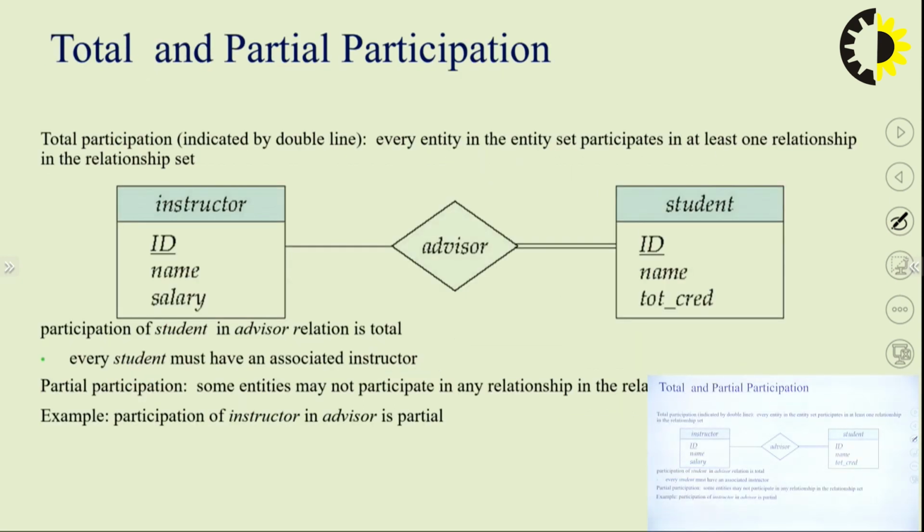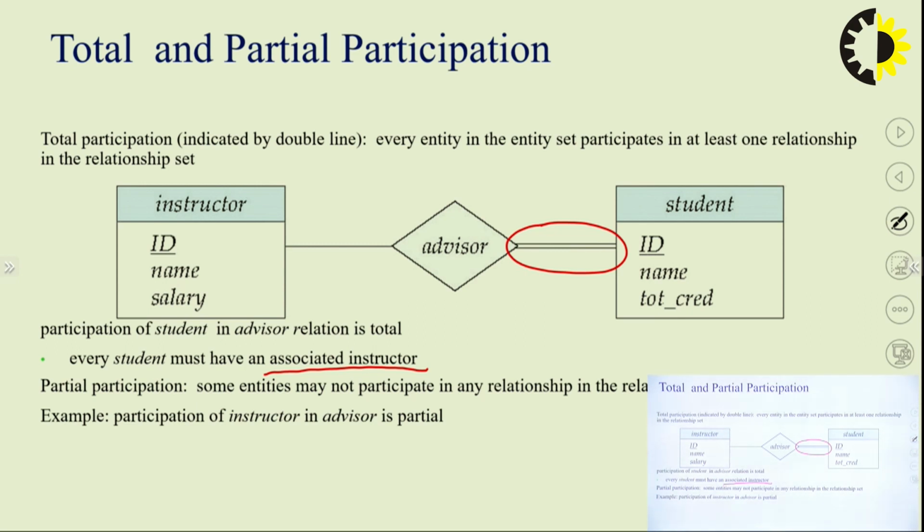Total and partial participation. This is also a very important topic. Here total participation is indicated by a double line. Every entity in the entity set participates in at least one relationship in the relationship set. It is called total participation. Like here, every student must have an instructor. No one should be left blank. Participation of student in the advisor relation is total. Here we see it is total. Every student must have an associated instructor.